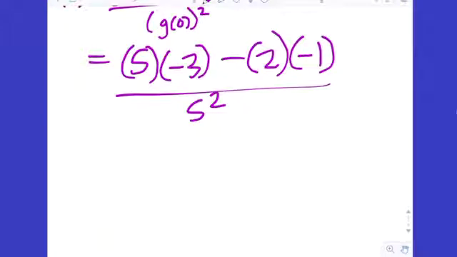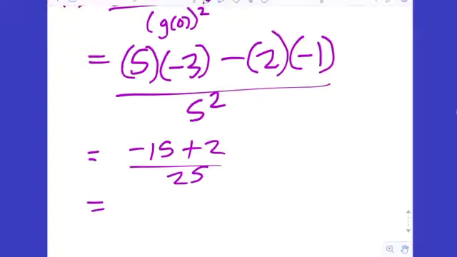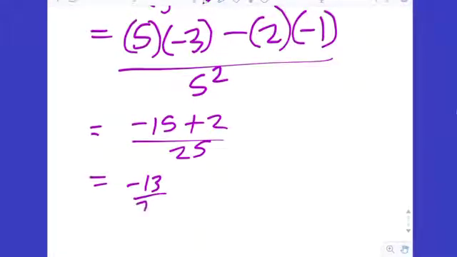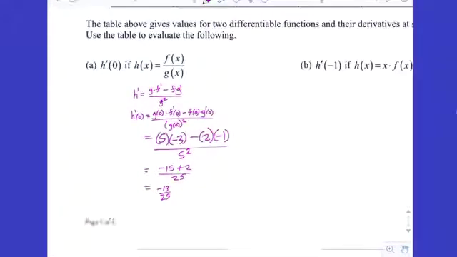Yes. So let's go ahead and get the multiple choice answer. You get negative 15 plus 2 over 25. That gives you negative 13 25ths. You're in the hole, 13 25ths. There's the answer.